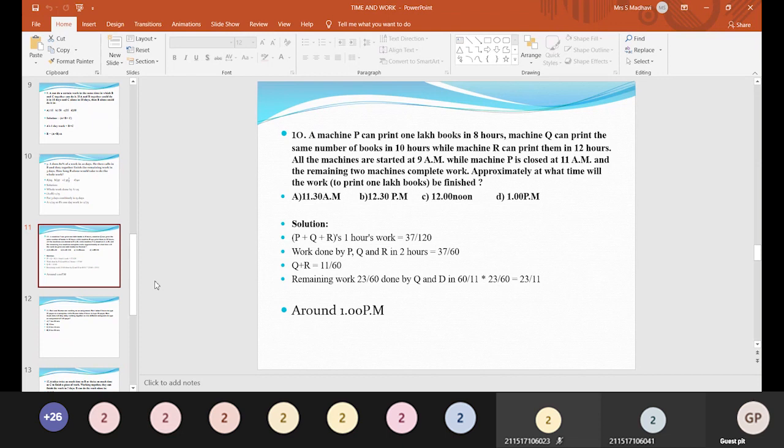All P, Q, and R, while machine P is closed at 11 a.m. and the remaining two machines complete the work. Approximately at what time will the work be finished?